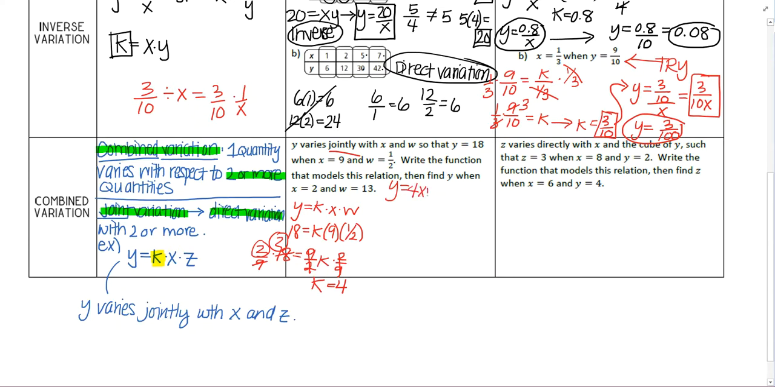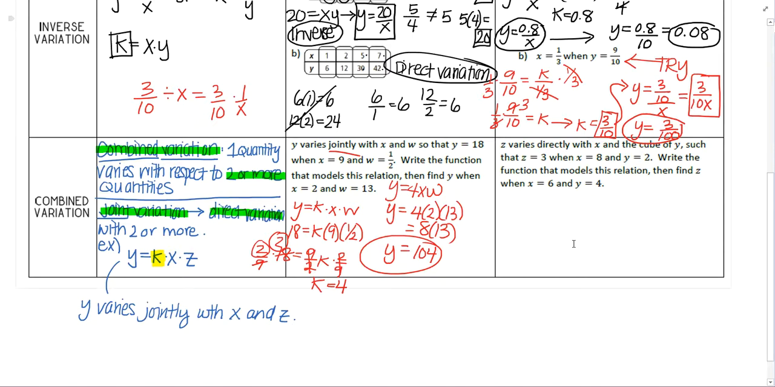4 times x w. Obviously you can't really graph this because you don't even know what these weird variables are, but well, if you could, I suppose, if you have a w axis, but we don't need to. Okay, so back to the rest of the problem. Find y when x is 2 and w is equal to 13. Okay, so y equals 4 times x, which is 2, times w, which is 13. So we just need to multiply. So that's 8 times 13, which is 104.